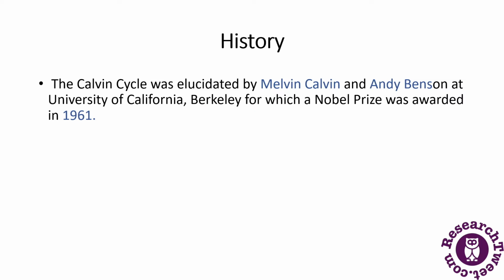The next is about the history. The Calvin cycle was elucidated by Melvin Calvin and Andrew Benson at the University of California, Berkeley, for which they got a Nobel Prize in 1961. So for this cycle, they got a Nobel Prize.